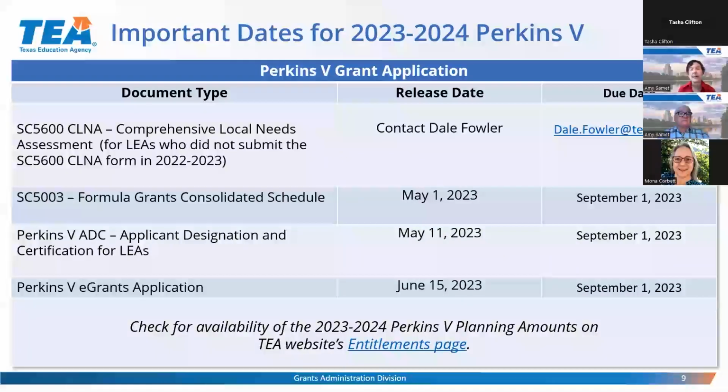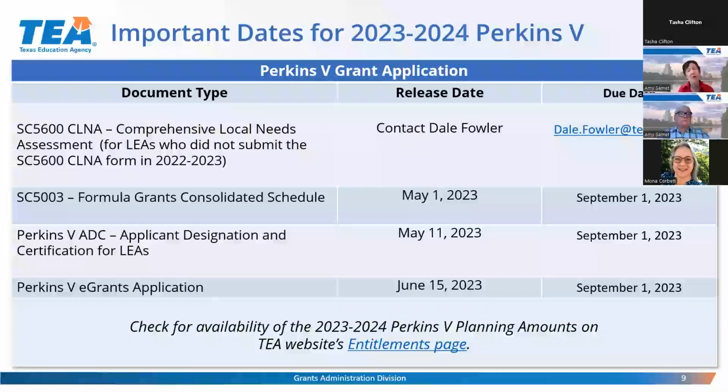Here are some important dates for the 2023-24 Perkins 5 grant. The grant, the application itself, opened today. The CLNA is only going to be pertinent for people who are brand new. And when I say people, I mean brand new charter schools, brand new districts, or grantees who are changing their designation. For example, if you were a member of a shared service arrangement and now are applying on your own, that would be a change in your CLNA.